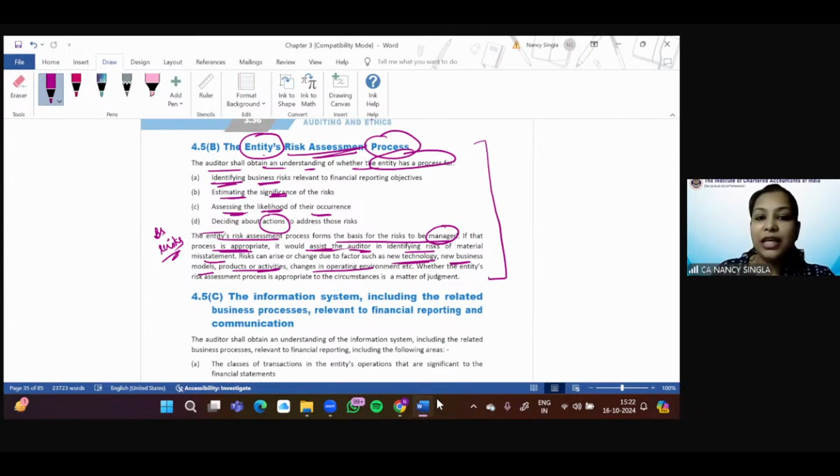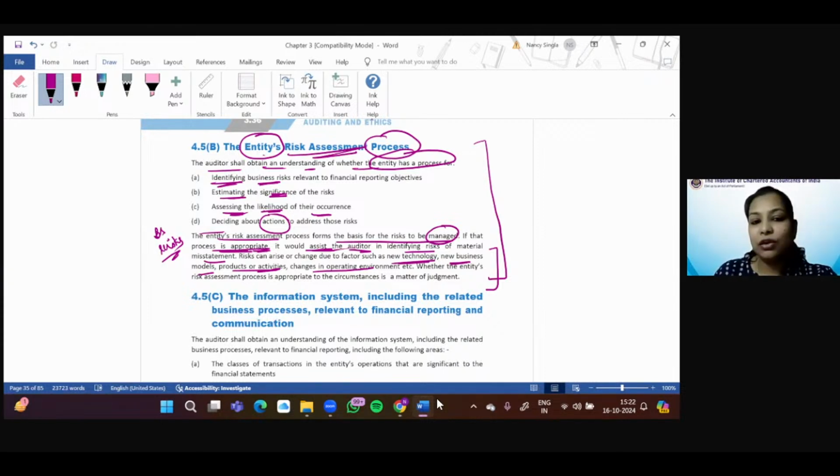And what can be various kinds of risk? We have discussed earlier: technology, new models, products or services. And when we say that if it is appropriate, it would assist the auditor. Now, is there a definition of appropriateness? No, it depends upon the auditor's professional judgment, right?